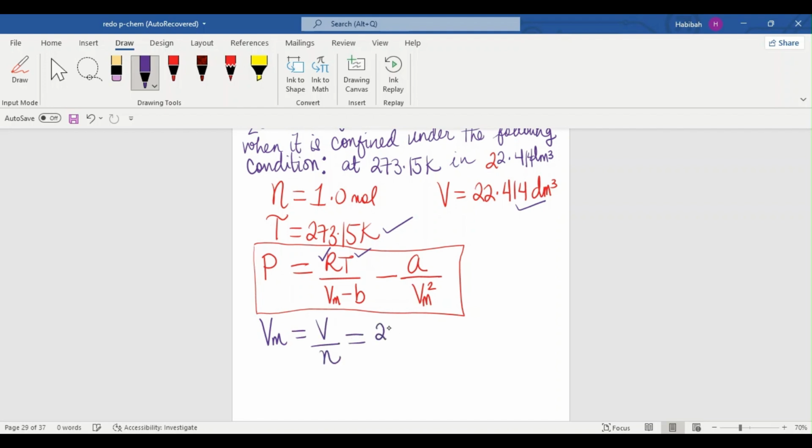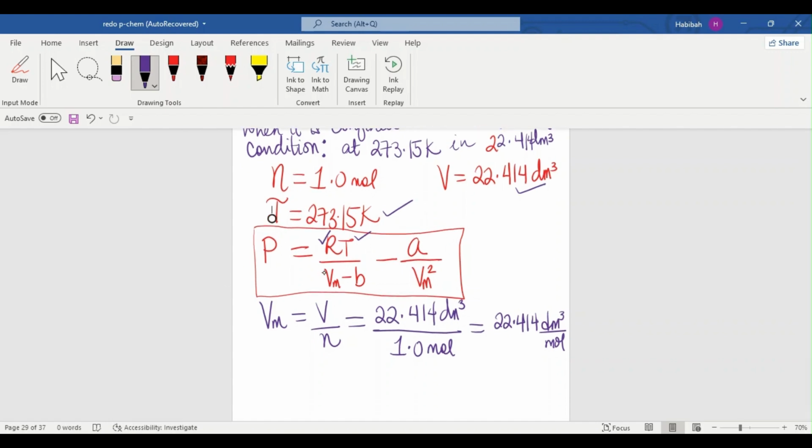We're given the volume to be 22.414 dm cube and the number of moles to be 1.0 mole. So the molar volume is simply 22.414 dm cube per mole. So that is basically the molar volume. Now we have the molar volume, the gas constant, and the temperature. Now we have to get the values for A and B to determine the pressure, because when we've determined the values for A and B and substitute them, as well as the values for R, T, and Vm, we can determine the value for pressure.